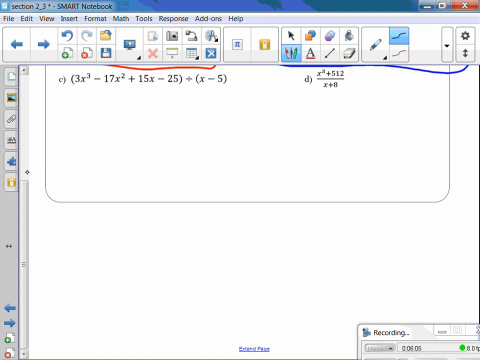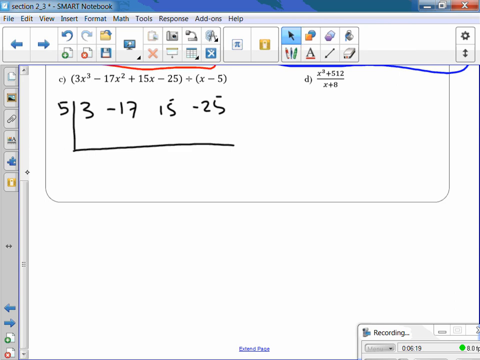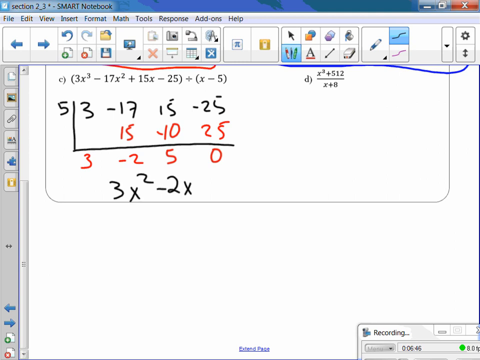My divisor, and then the coefficients: 3, negative 17, 15, negative 25. Repeat the process. 3 drops down. 3 times 5, 15. Gives us a negative 2. 5 times negative 2, negative 10. 15 minus 10 gives me that positive 5. And then lastly, 5 times 5, giving us 25. The remainder of 0. Winding up with a quotient of just 3x squared minus 2x plus 5.